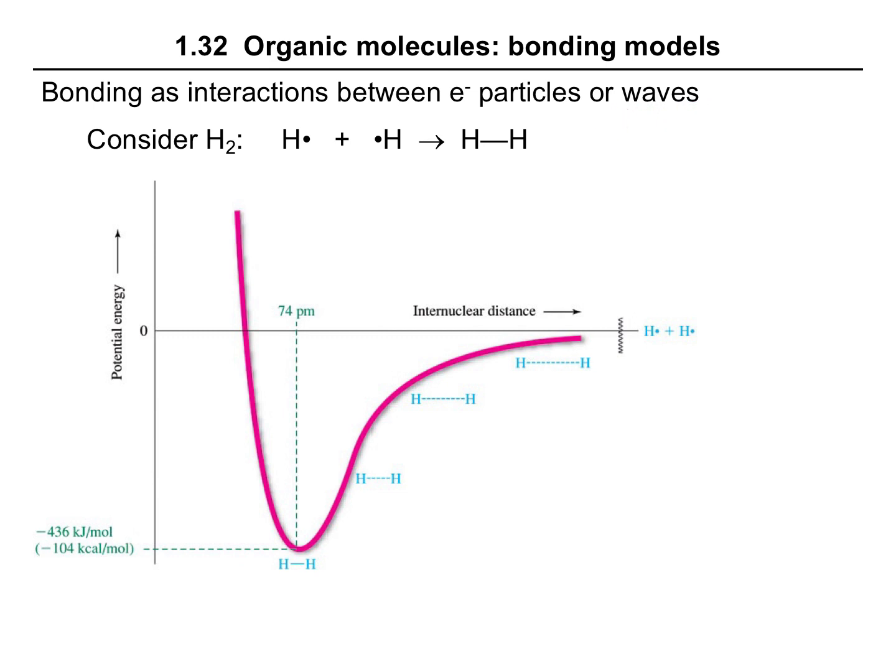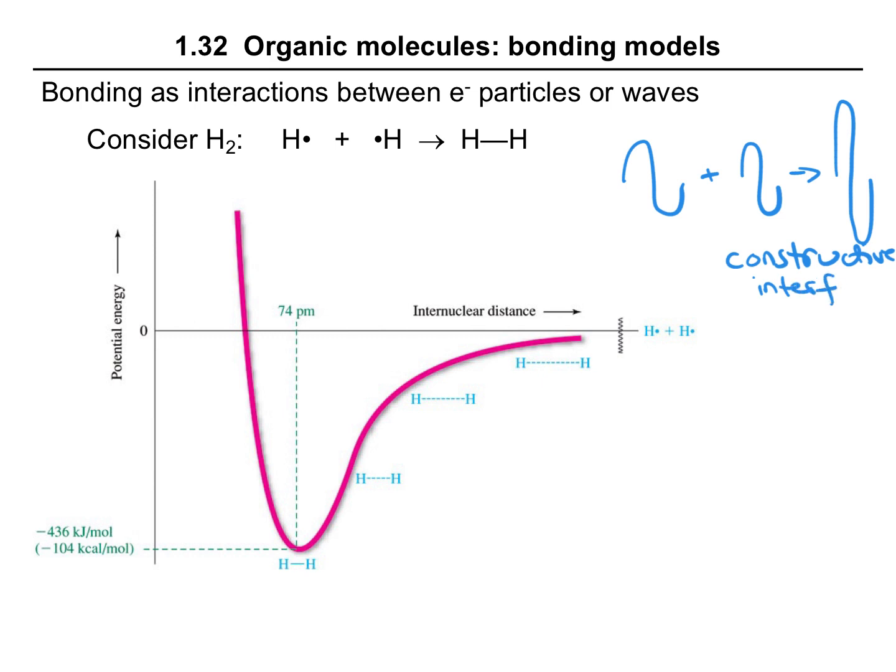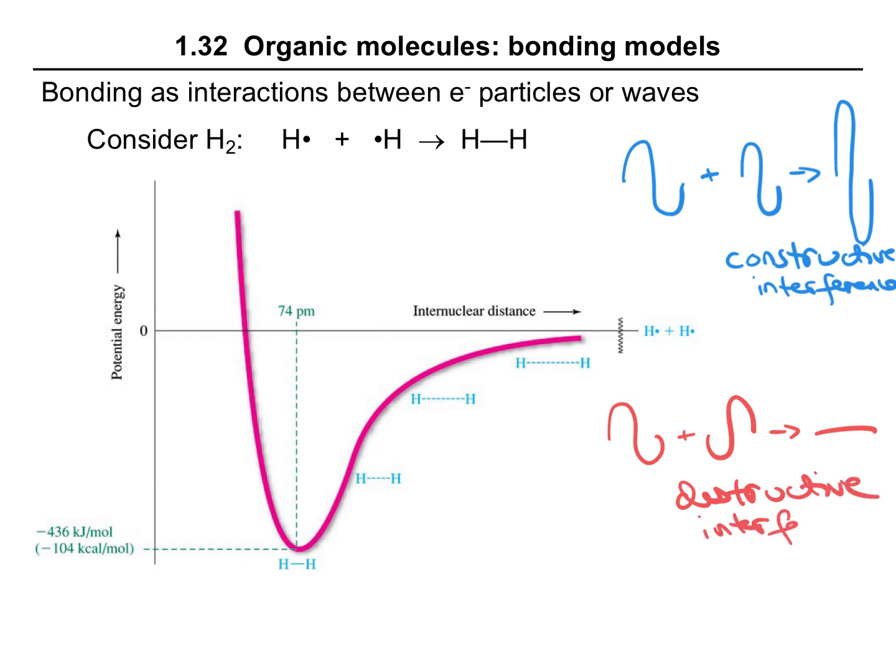Well, think about what you've seen in your physics class. If you have a wave and it adds together with another wave, if these waves are in phase, you will have constructive interference and the waves will add. Or if your waves are out of phase, then you will have destructive interference. And those waves will cancel each other out. Well, how does that apply to this diagram?